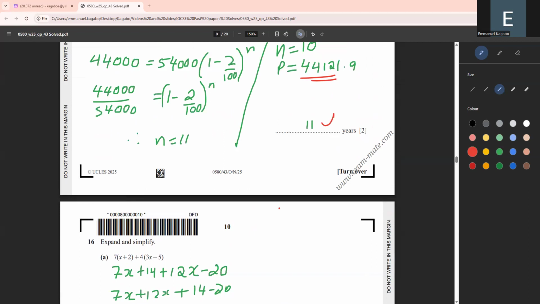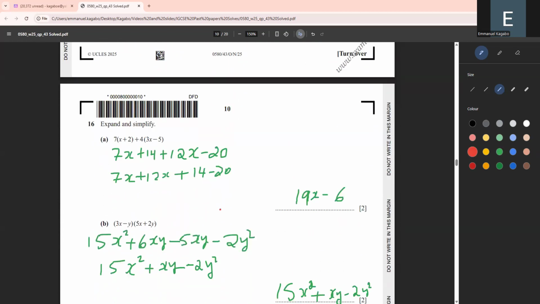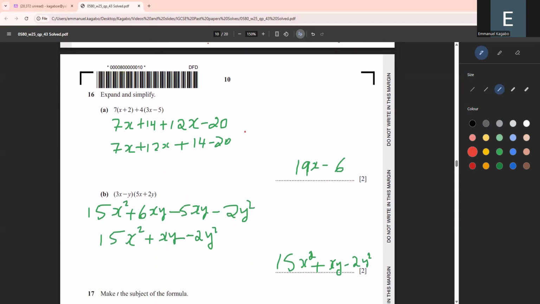Okay, very good. Question 16. Now, for question 16, what do we have? They're saying, very easy. This is a simple expansion. So I open the bracket, I'll get 7x plus 14. Here will be 12x minus 4 times 5 is minus 20.